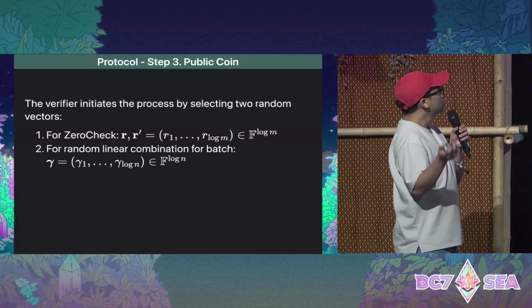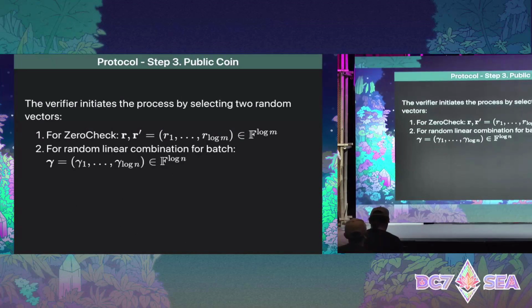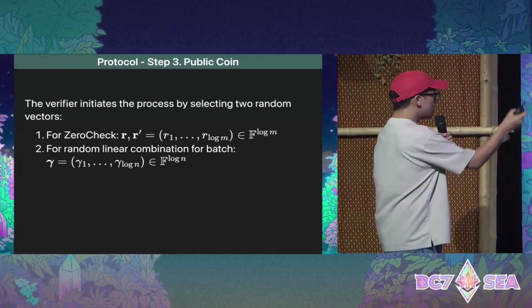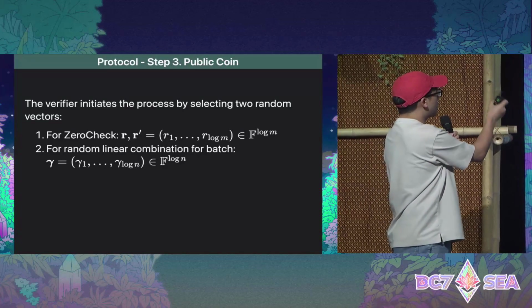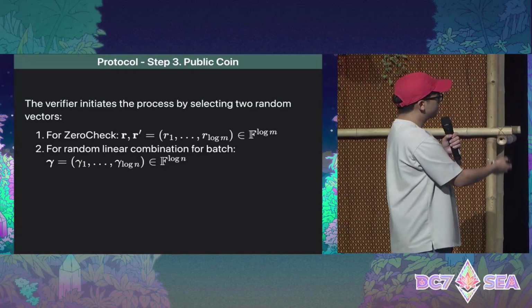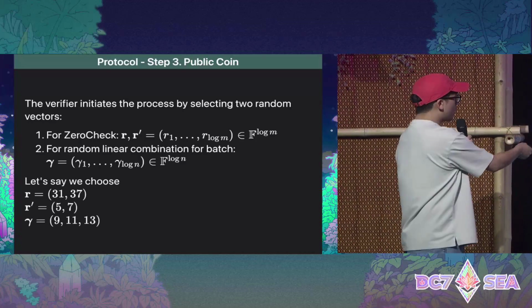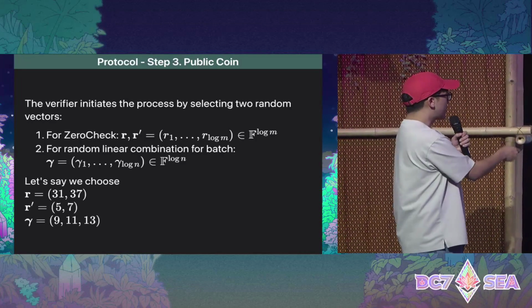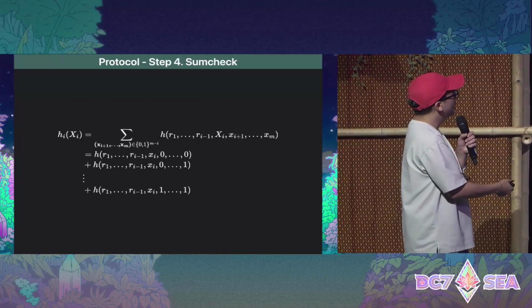And then we use a public coin protocol to run sumcheck only once by batching everything together. The verifier chooses r, r prime, and gamma. In this case, let's say we chose 31, 37 for r, and 5 and 7 for r prime, and 9, 11, 13 for gamma.